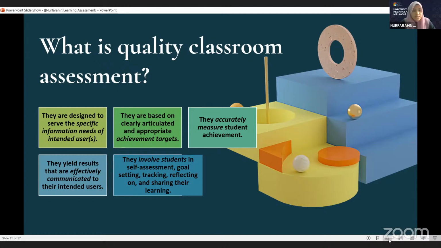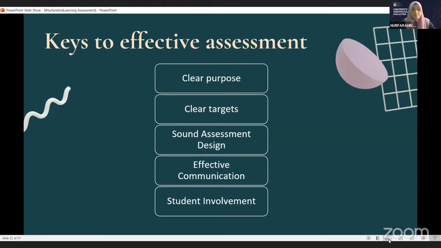In self-assessment, the students will set their own goals. The students will track and reflect on their own learning, as well as share their learning experiences with their friends. These are the 5 keys to effective quality assessment. It has clear purpose. It has clear targets. It has sound assessment design. It has effective communication, and lastly, it has student involvement. Now let's explore each key, each feature of quality assessment.